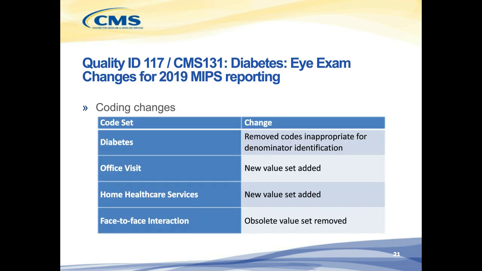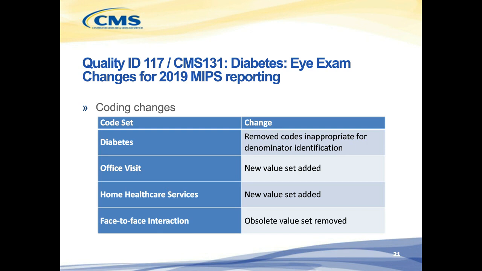As far as the value sets and the changes from last reporting year to this year, we have the same change for the diabetes value set, where we removed some codes that we felt were inappropriate for identifying individuals with type 1 and type 2 diabetes. We added the office visit and the home healthcare services value sets to replace the face-to-face interaction value set, which we felt was obsolete and no longer representing the care currently being delivered for individuals with diabetes.